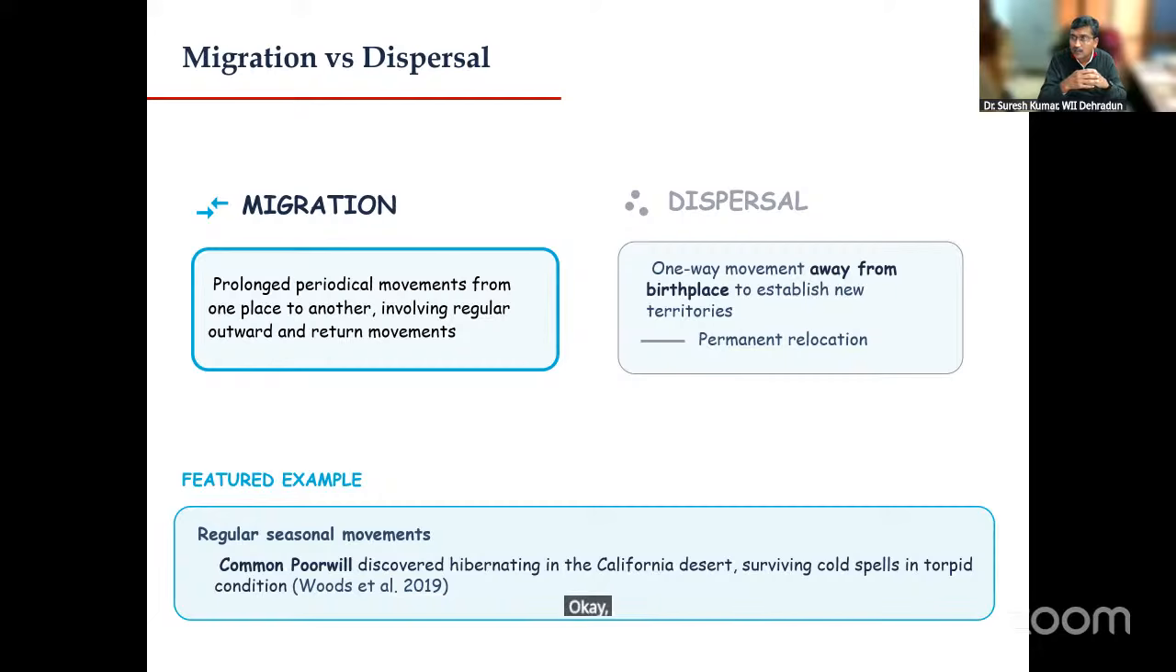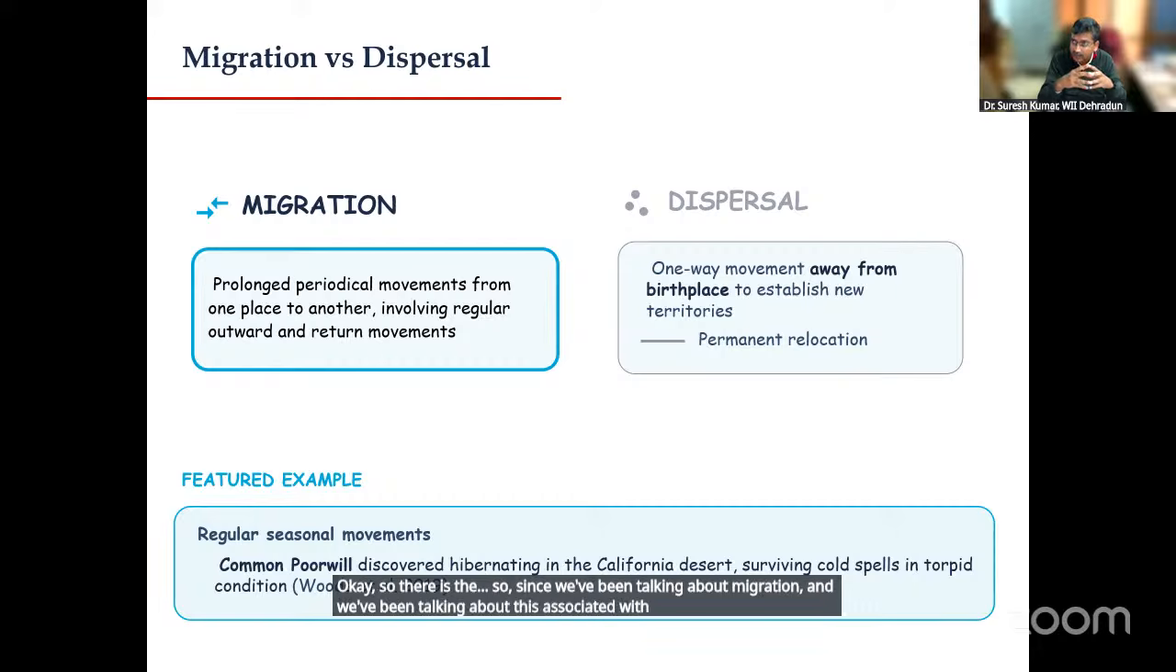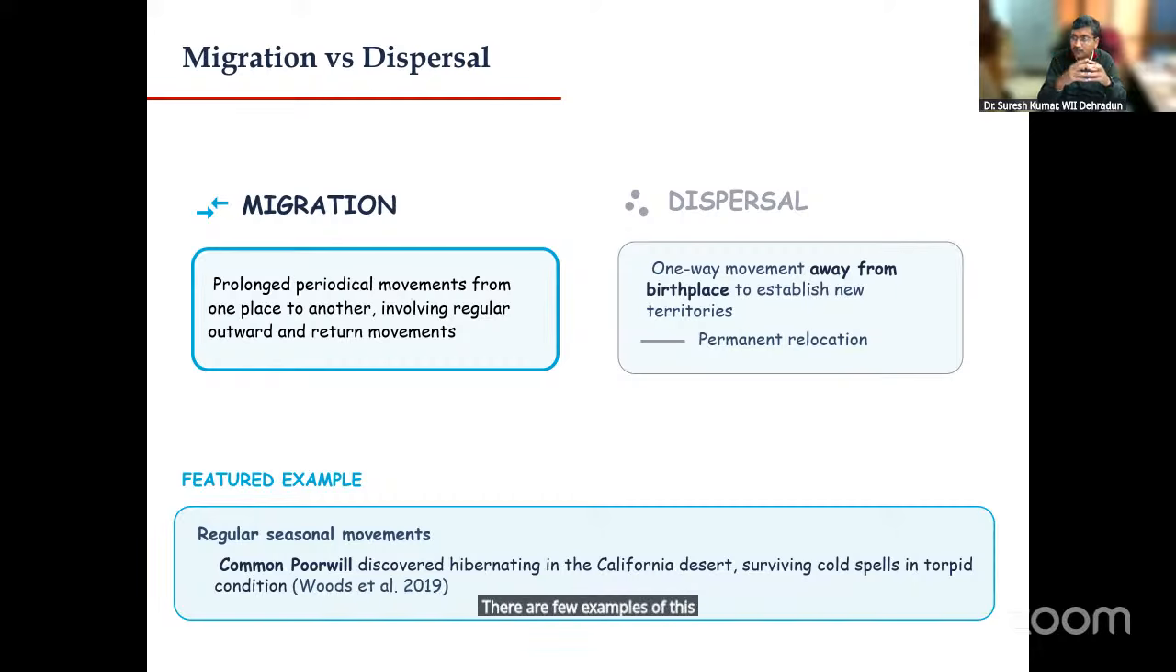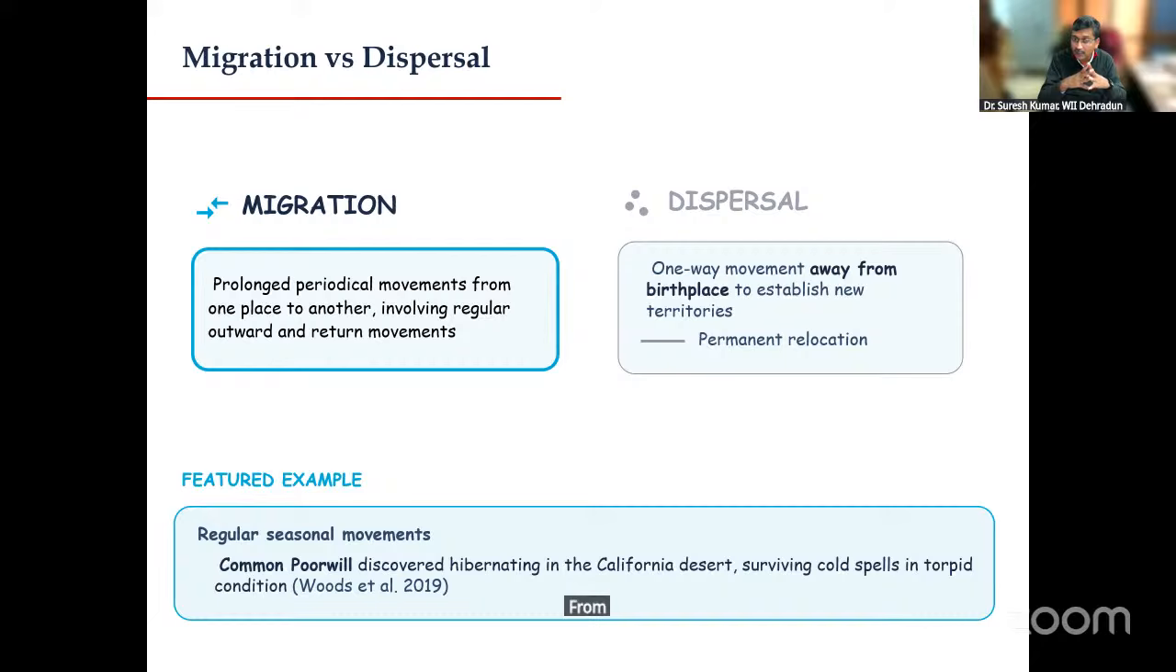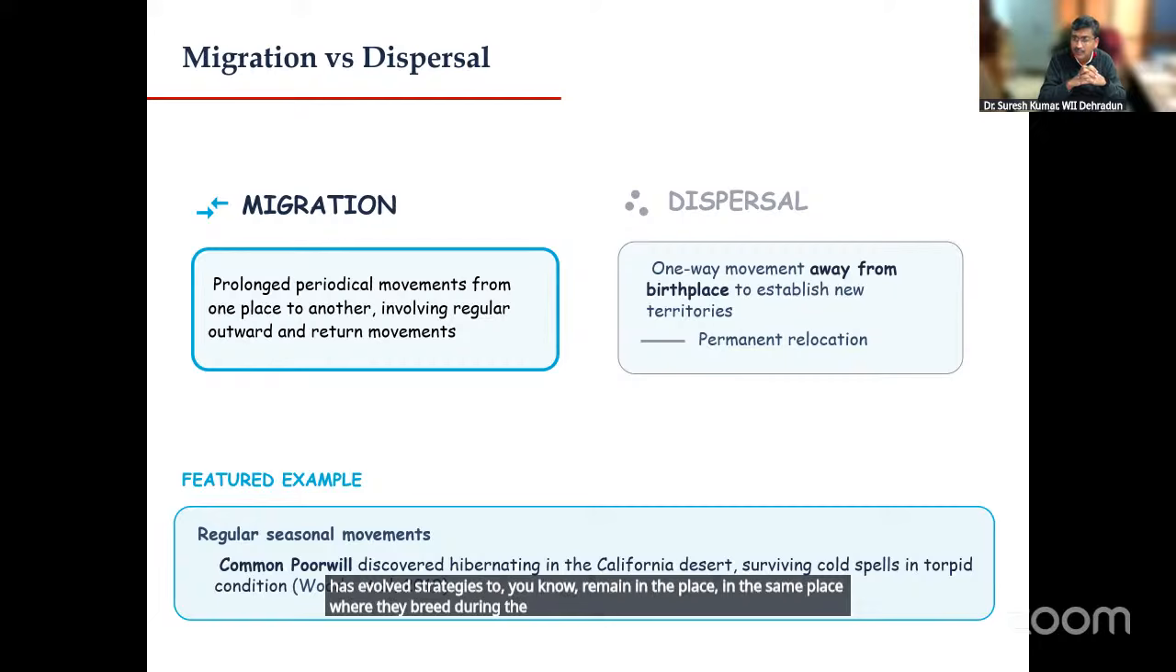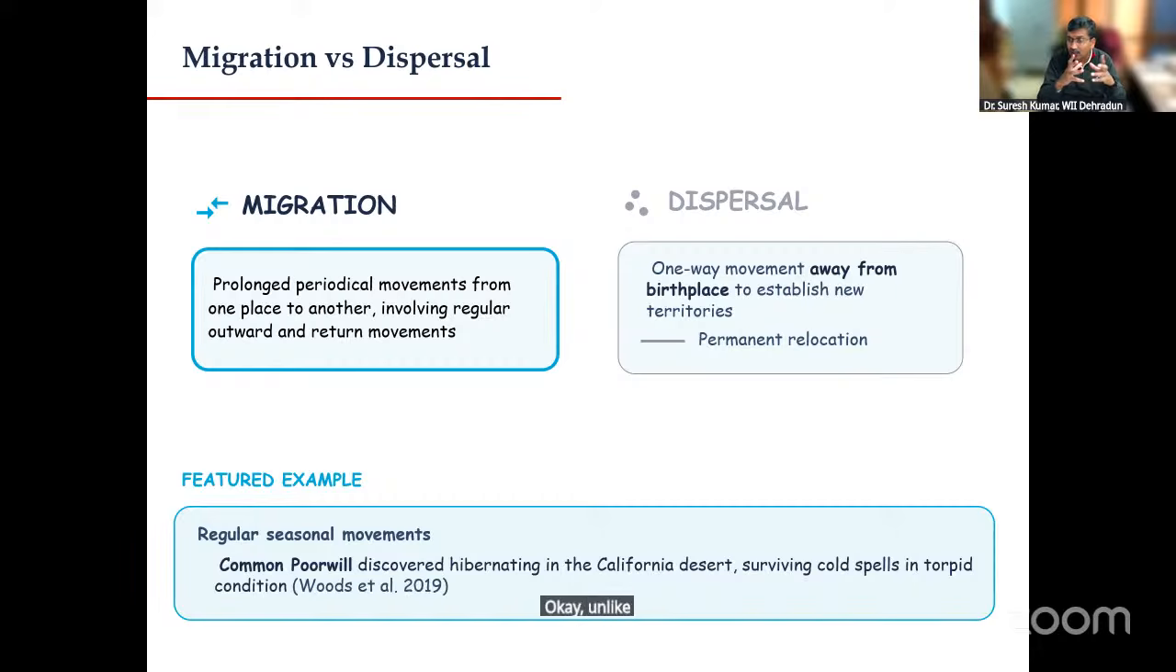Since we've been talking about migration and its association with season, there are a few examples. There's one example of this bird known as the common poorwill, which is a nightjar from North America, which has evolved strategies to remain in the same place where they breed during the very harshest of conditions. So this is one bird which is known to hibernate, unlike most other birds that would move away from harsh climatic conditions. But this is one species that doesn't move, so it has evolved this strategy.